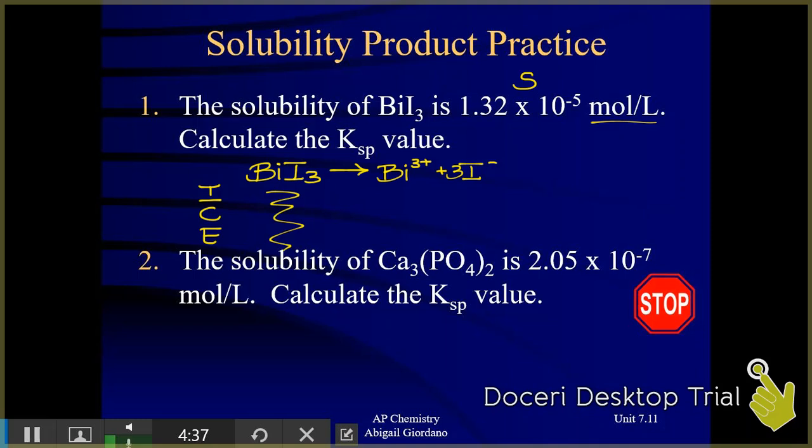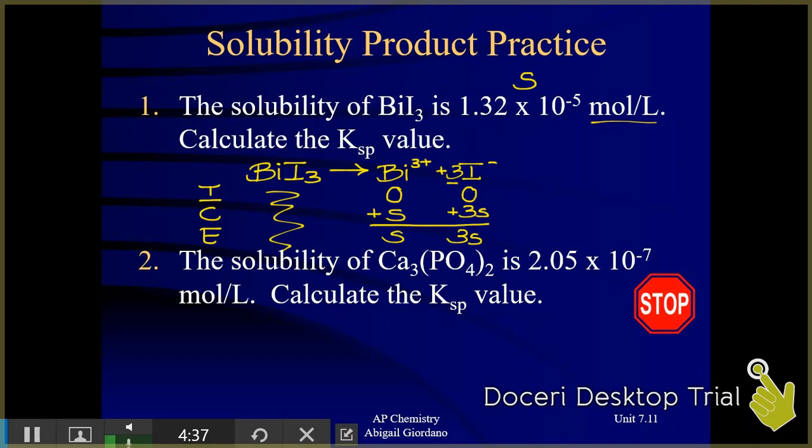Before the solid has dissolved, initially, there is no product, okay? So initially, all we have is the solid. C, of course, in ICE means change. And instead of using X, I'm going to use S. Now watch. Plus S, this one, plus 3S. Because remember, coefficients make a difference. So I've got S and 3S. All right.